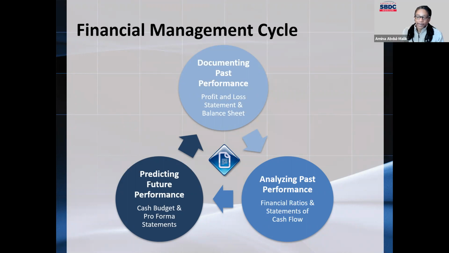After you document the past performance and analyze it, you're able to circle back and start predicting future performance for your company. That is a matter of creating a new budget, creating something called a pro forma statement. When you hear the term pro forma, all that means is an estimate. So your pro forma statement is just another way to say your financial estimates, or what you anticipate to happen in the future.